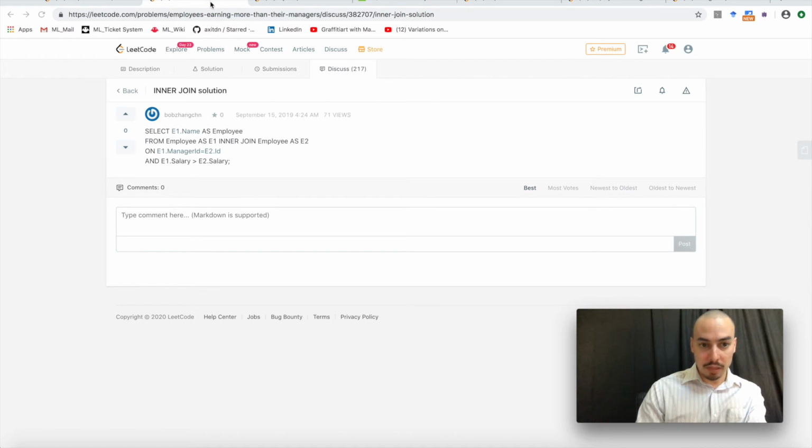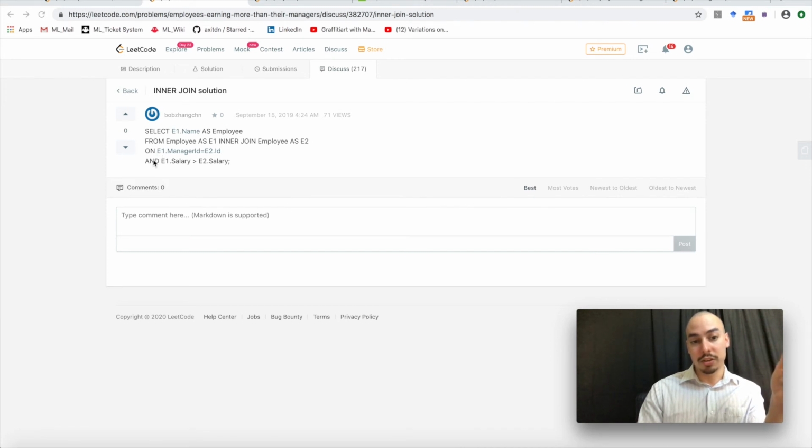Next up, employees earning more than their managers. And again, we join the same table, but join it as two different variables, E1 and E2. And now we check if the manager ID from the first table is the ID, like the employee ID of the second table, meaning this line basically tells me the person in the second table is the manager of the person in the first table.